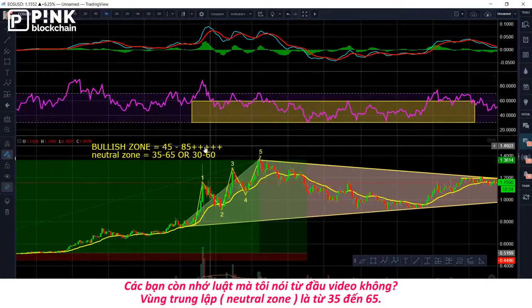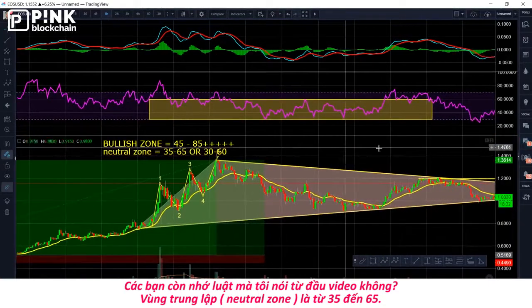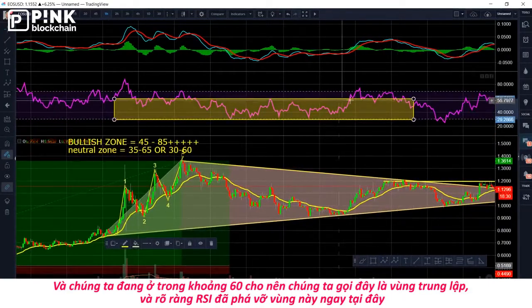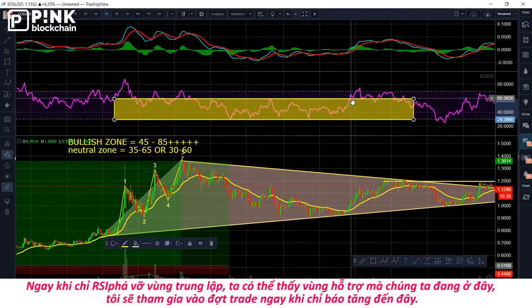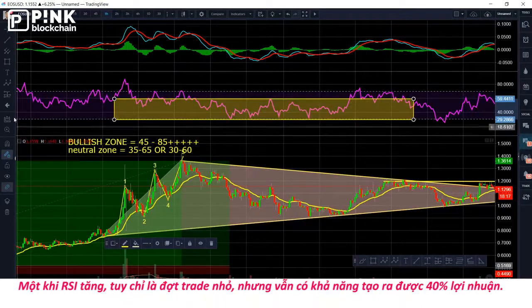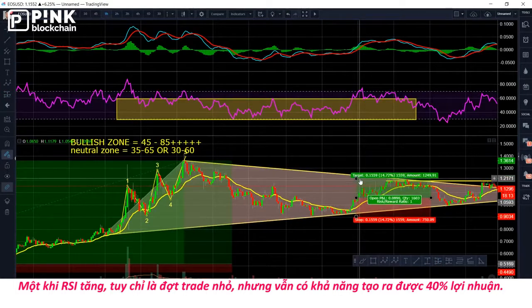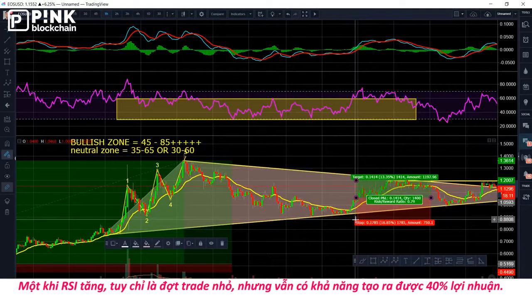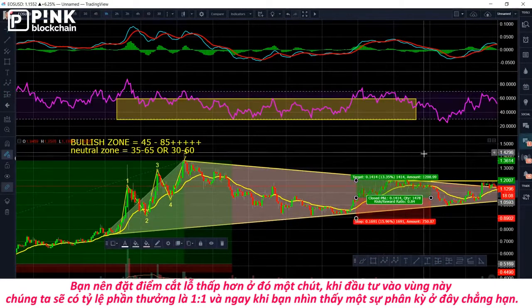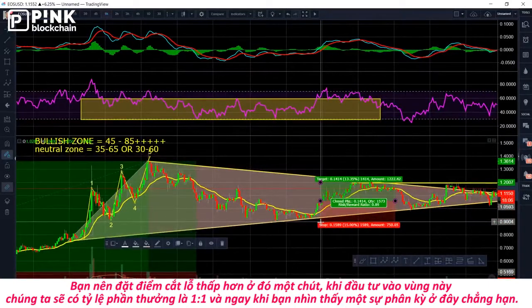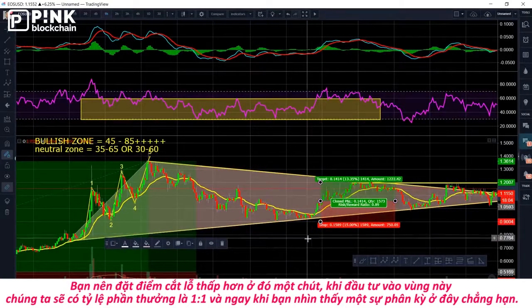This is now what we call a neutral zone. Okay? And clearly it broke out of the neutral zone, right around here. As soon as it broke out of this neutral zone, from this support that we see here, I would have entered a trade as soon as it bounced off and went up. And yeah, it was a really small trade, right? A super small trade, but you still could have made yourself a nice 14% profit over there. You would have set a stop loss slightly below there, actually probably right around there. It would have been about a 1-to-1 trade ratio.